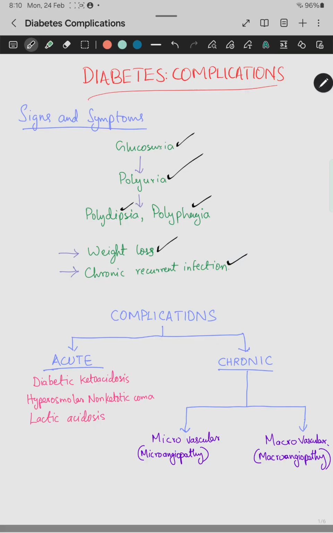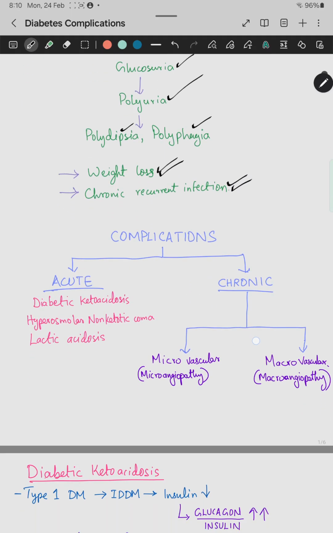So the signs are glucosuria, which causes polyuria, which causes polydipsia and polyphagia. And in spite of polyphagia, there occurs weight loss, and also there are chronic recurrent infections. So that's about signs and symptoms.